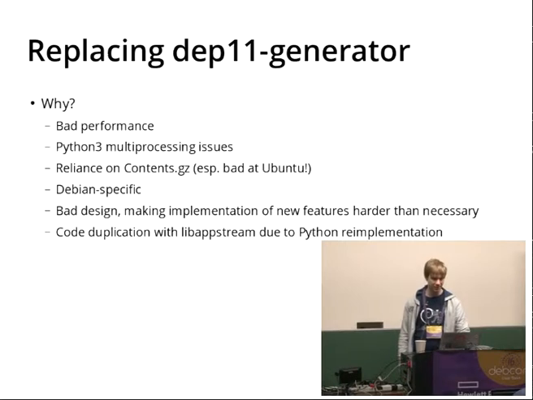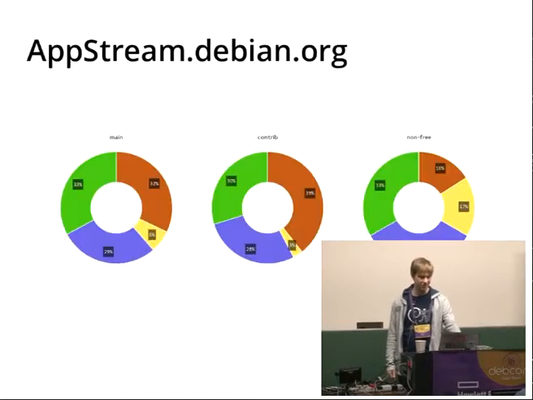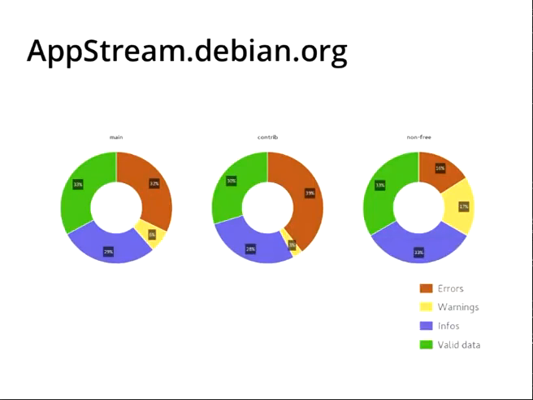So the replacement is now called simply AppStream generator, it's a complete rewrite. It's distribution agnostic. It's very fast compared to what we had before. It can read deb files directly and doesn't rely on the contents file anymore to get the file contents. And yeah, it's written in D, which is kind of obscure, but for this tool, it was the right choice. So going on to dep11.debian.org, these are the current statistics on metadata we have in the archive.